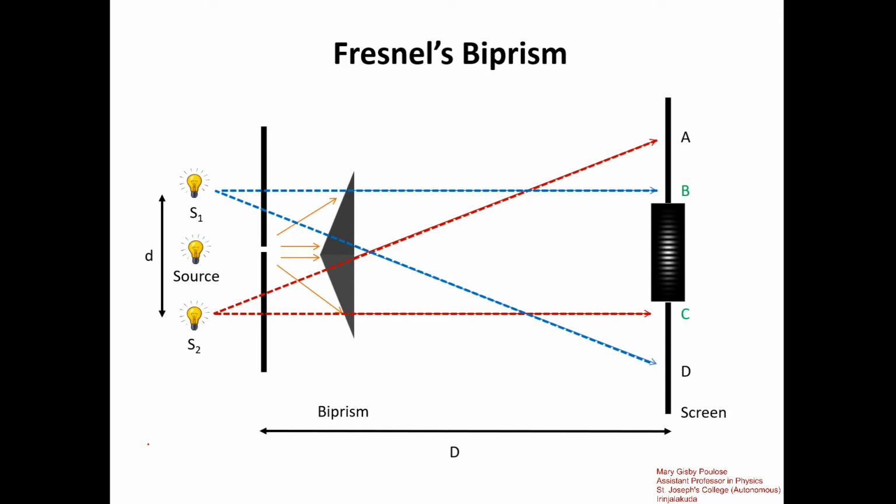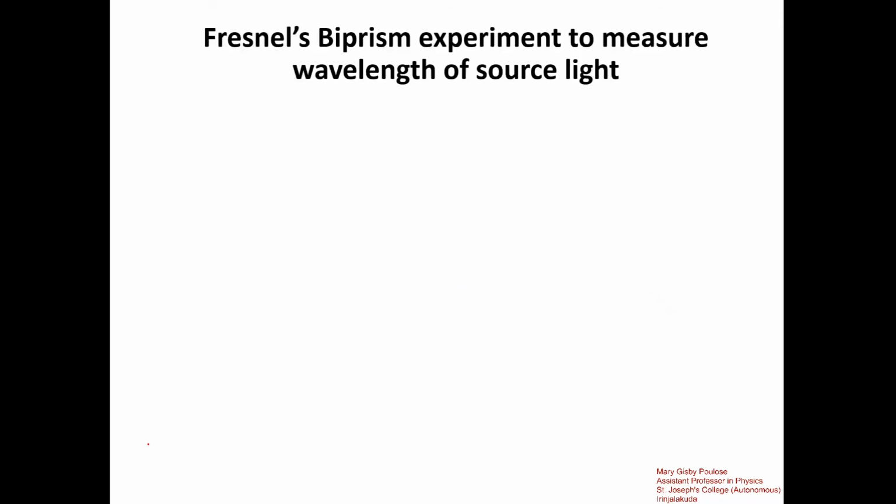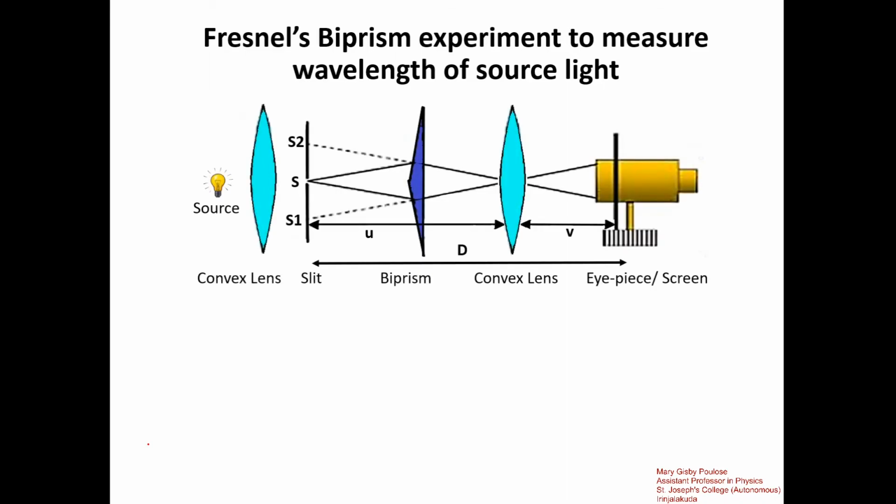We actually use this experiment to calculate the wavelength of a source light. If we have a source of unknown wavelength and we need to find its wavelength, we can use this experiment to calculate the wavelength of the source light used. So in Fresnel's biprism experiment to measure the wavelength of source light, the basic setup is as shown.